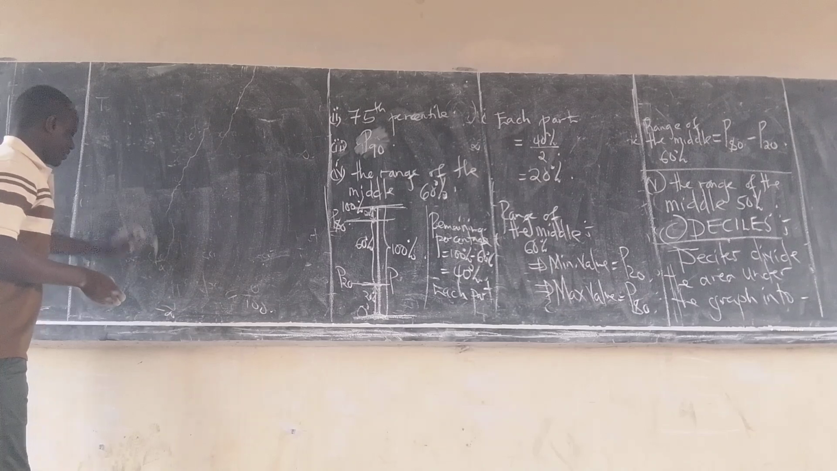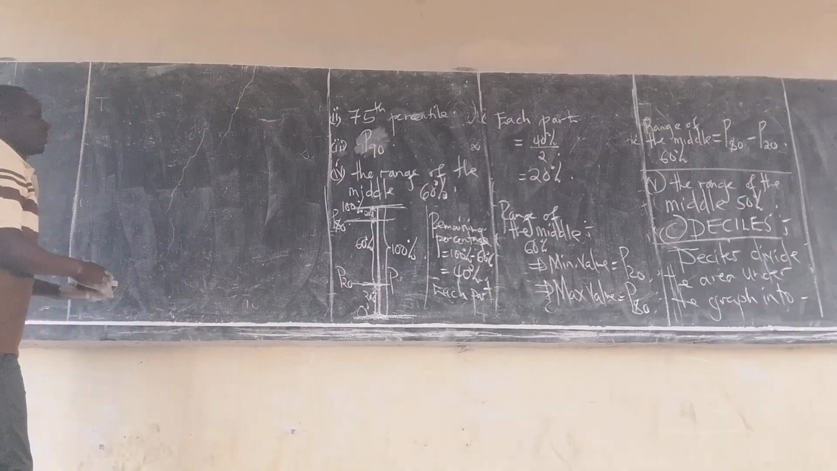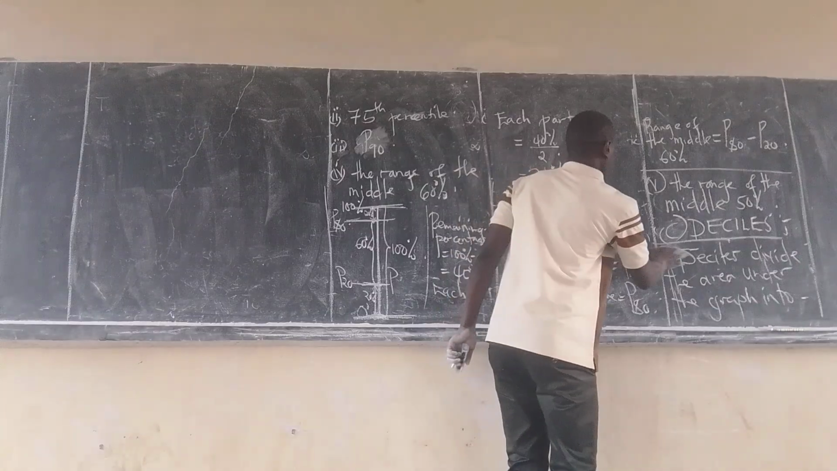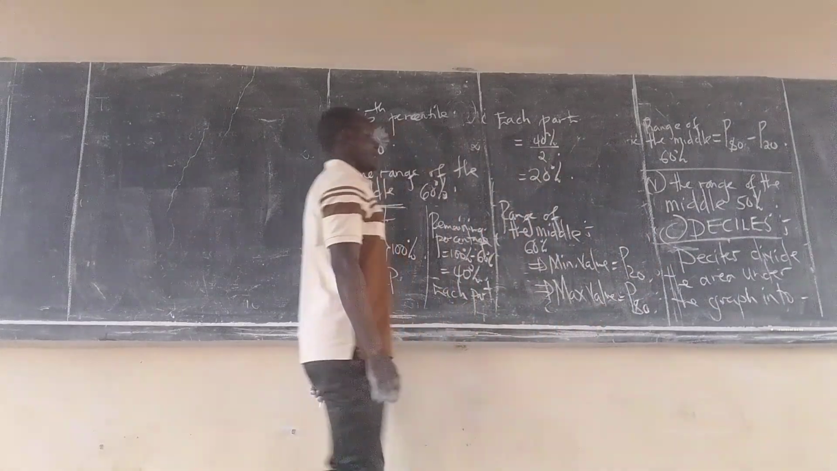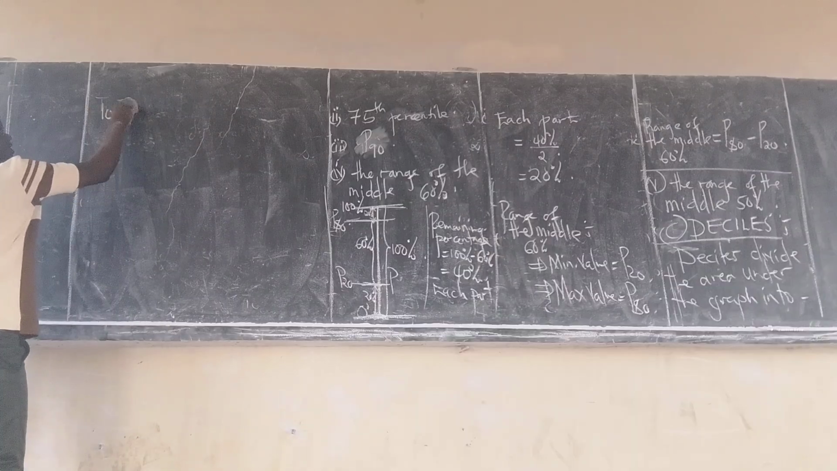Now, if they are deciles, they must divide data, or they must divide the area under the graph. For this case, they are dividing our area under the graph into 10 equal parts.